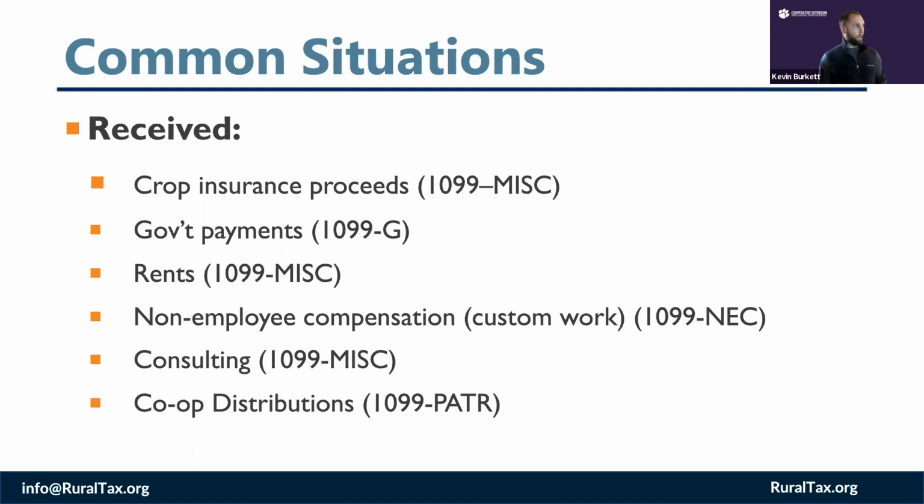If you rented out land, or rented out equipment or any kind of rents, you would receive a 1099 miscellaneous. Something we see quite a bit in agriculture would be doing custom work. So this might be disking a field for someone. This might be spraying for someone. It might be some kind of harvest work. You would receive a 1099 NEC.